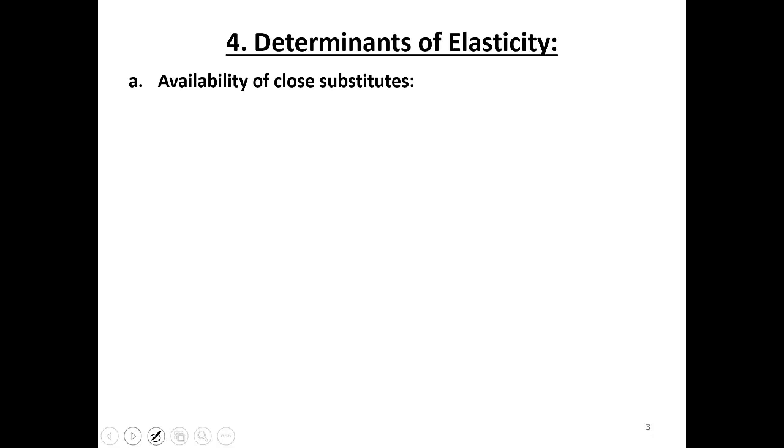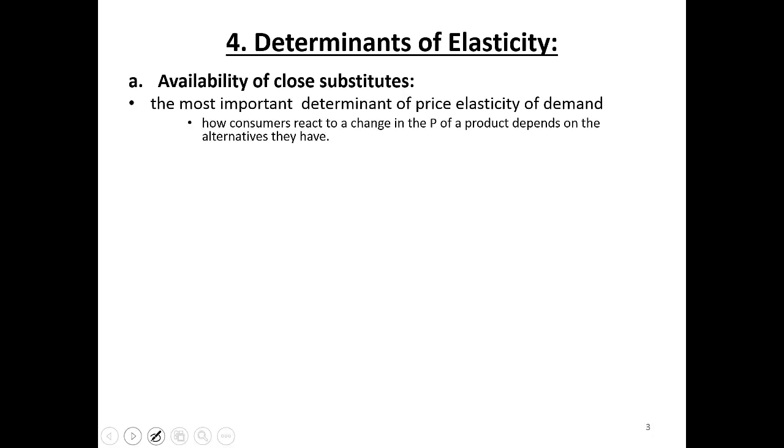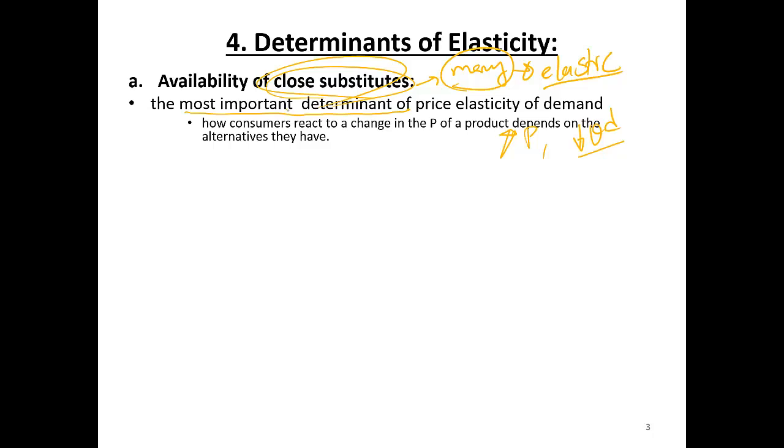Let's get started. The first determinant of elasticity, and also the most important determinant of elasticity of demand, is availability of close substitutes. If a product has many substitutes, you can easily give up on this product. So if a good or service has many close substitutes, it tends to have elastic demand, which means you increase the price, and I'm going to drop the quantity demanded a lot. Why? Because it has a lot of substitutes. I don't need to consume it.